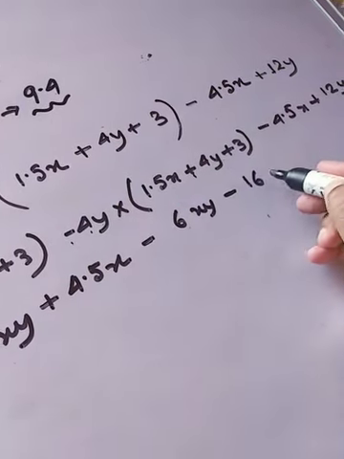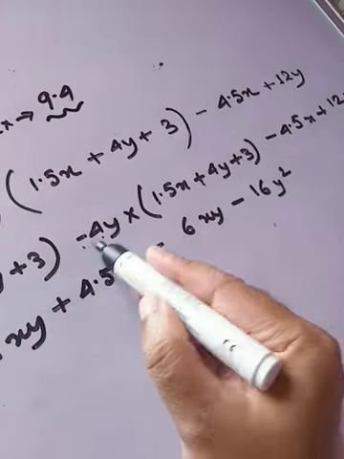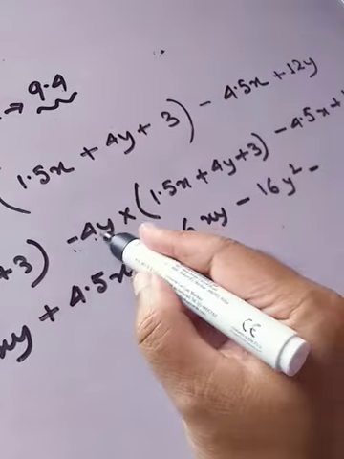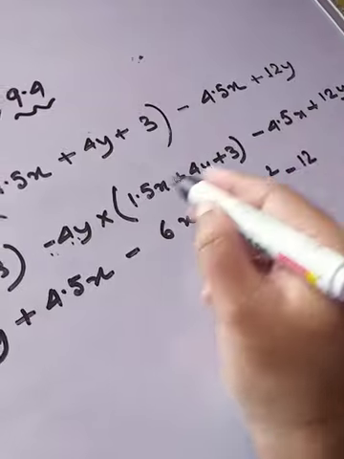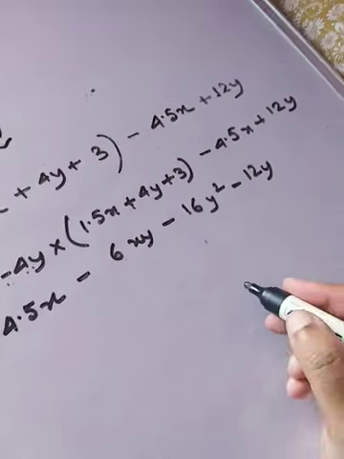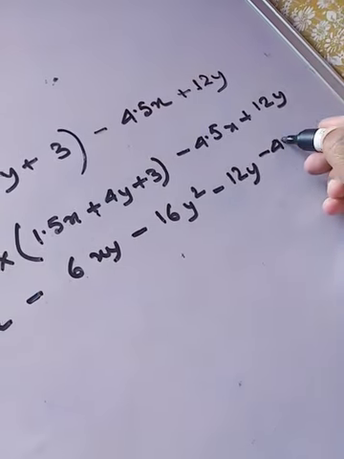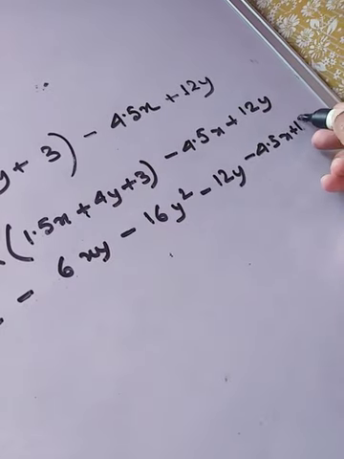How many y are there? 2. So we will write y square. Minus plus is again minus. 4 3s are 12. Is there any variable? No, only single one. That is, we will put y. Now we will put 1.5x plus 12y.